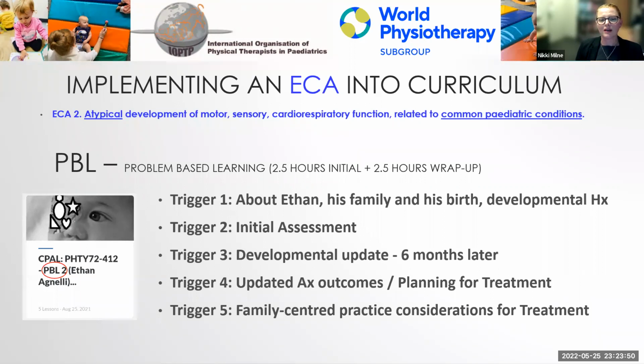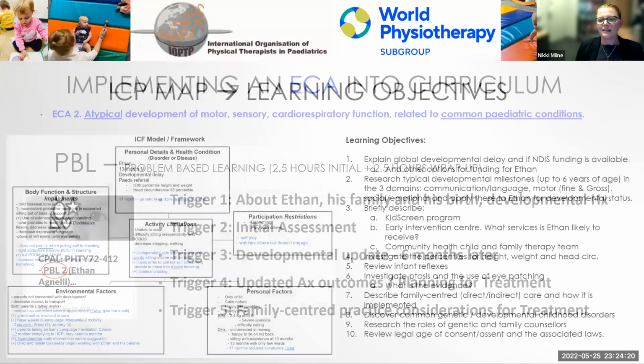So the students are given quite detailed information about the assessment findings for Ethan. And then the final trigger for Ethan's PBL case is all about family-centered practice and considerations for treatment. So the students are asked to start considering how do they make sure that they're continuing through to intervention using family-centered methods. And they're asked to really discuss that term and think about what that means. So that goes for about 2.5 hours.